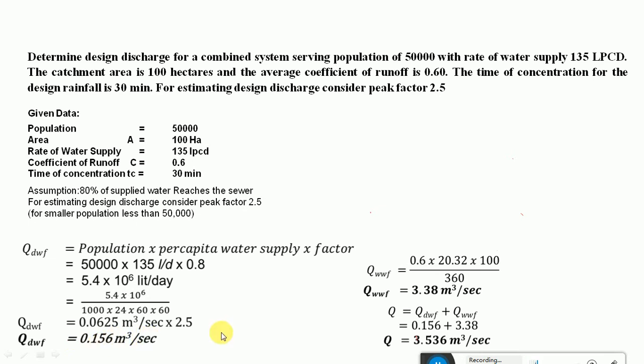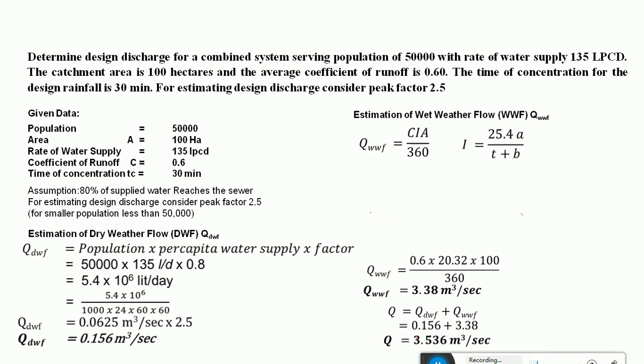Okay, so similarly we have to obtain the wet weather flow here. So what is the formula? Q is equal to CIA divided by 360. Here the time of concentration is given, so it is 30 minutes. Under that circumstance again the value of A will be 40 and B will be 20.